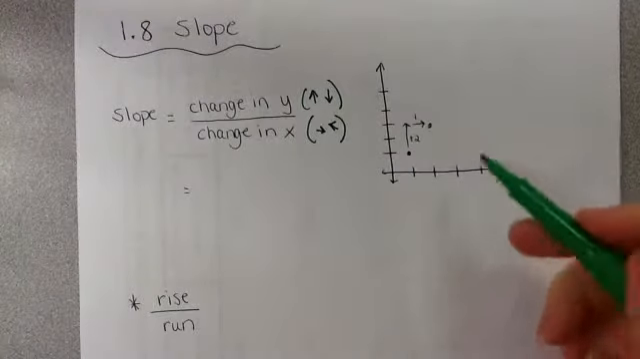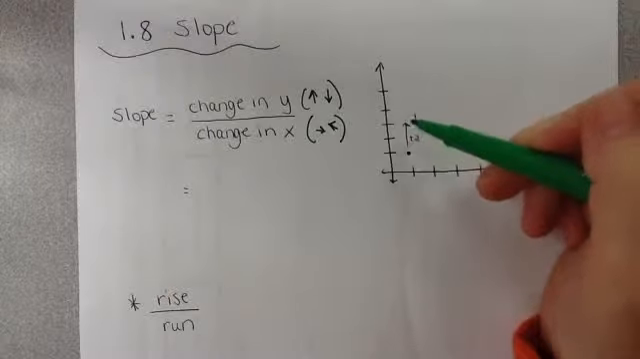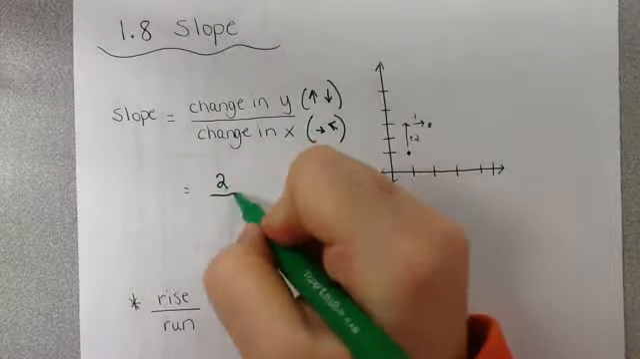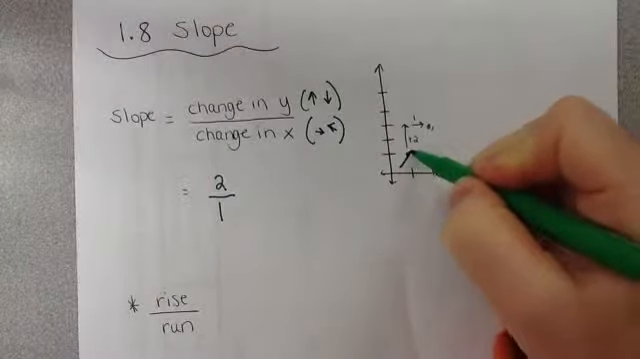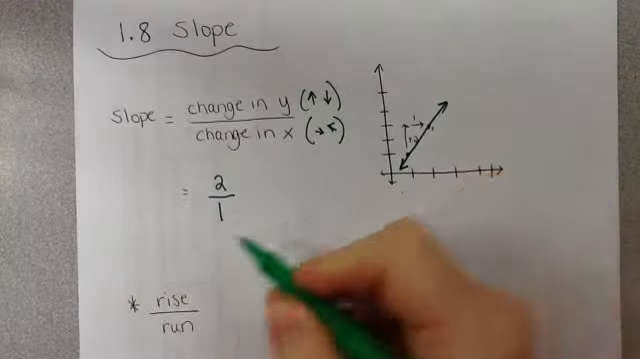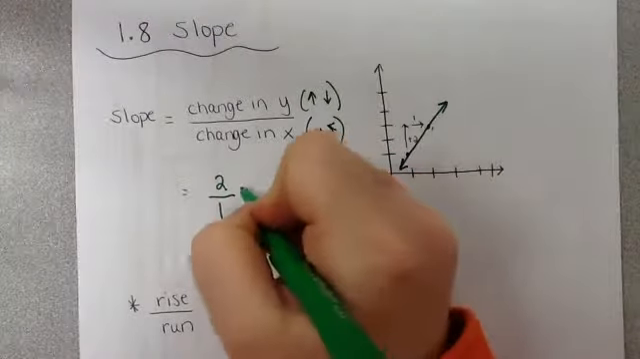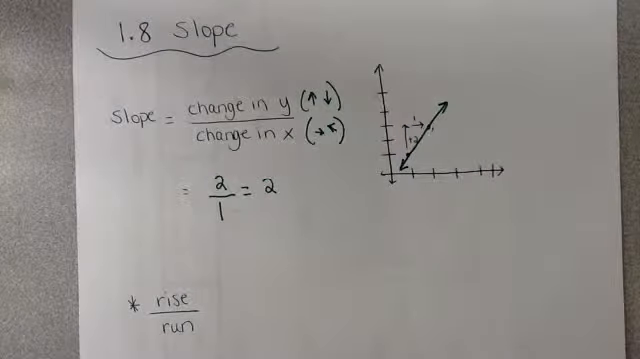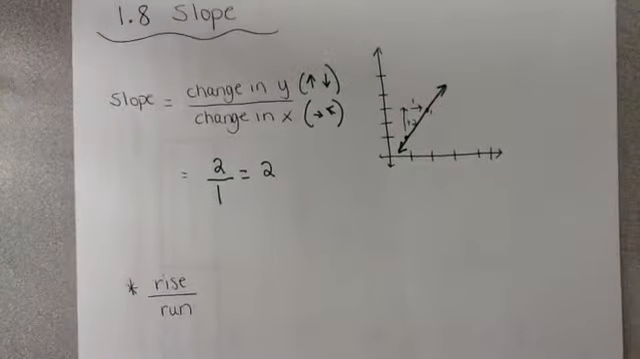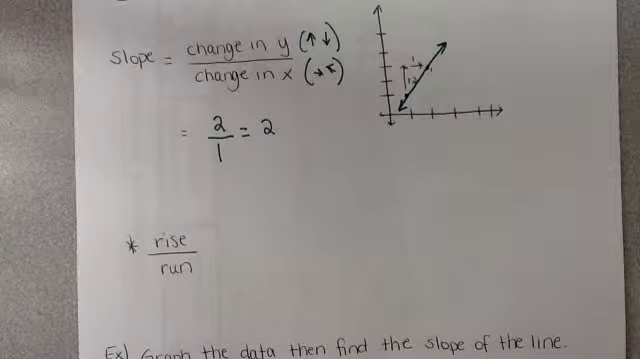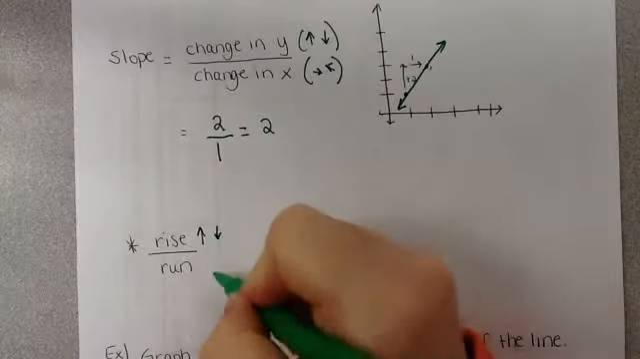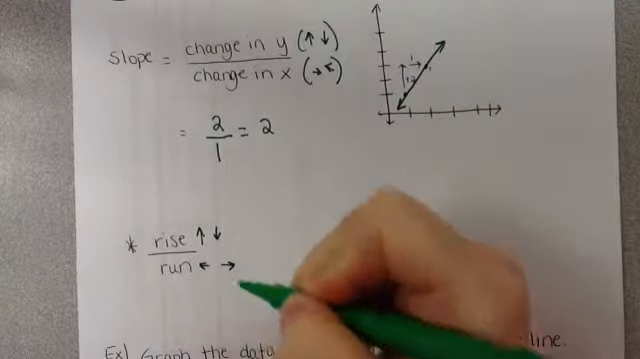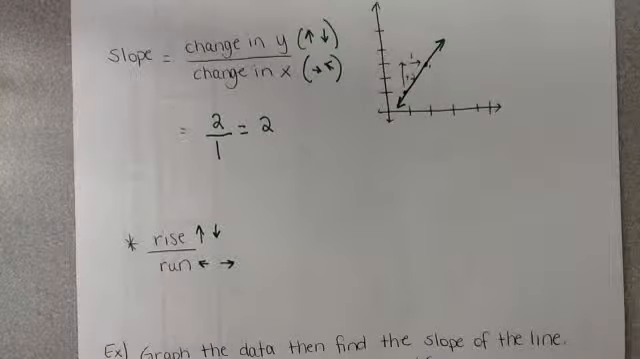Okay. So for this one here, we go up 2, so on top I would have 2, and we go to the right 1. So if I were to draw a line through these points, the slope would be 2 over 1, or just 2. So the change in y over the change in x. We also call this rise over run. Rise means how far it goes up or down. Run means, again, left or right. Okay. So how far it goes up or down over how far it goes left or right.